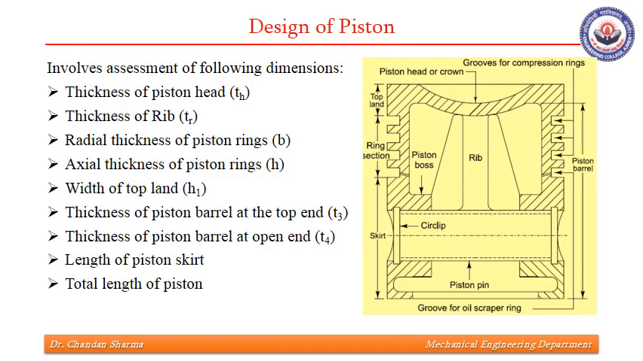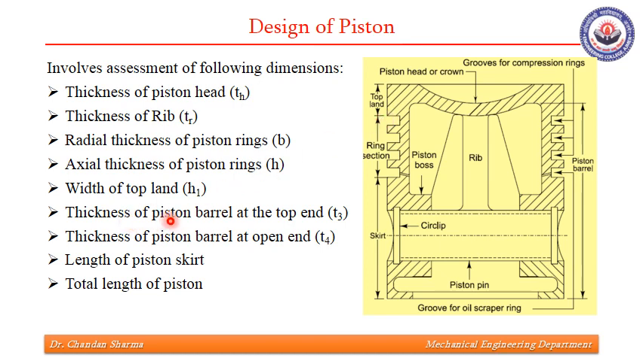Now, if we talk about the design part, what we are actually supposed to find. So, designing a piston essentially involves determining thickness of piston head, which is this thickness, thickness of ribs, which are these beams sort of structure which provide strength, radial thickness of piston ring, axial thickness of piston ring, width of top land, which is this portion. It is from the top of the piston to the point where piston rings have started.